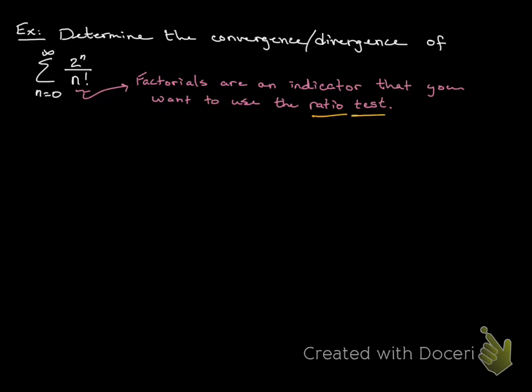What I want to come up with is a sub n and a sub n plus 1. A sub n is, of course, just the nth term. That's 2 to the n over n factorial. And a sub n plus 1 is the next term in the sequence of terms, right?